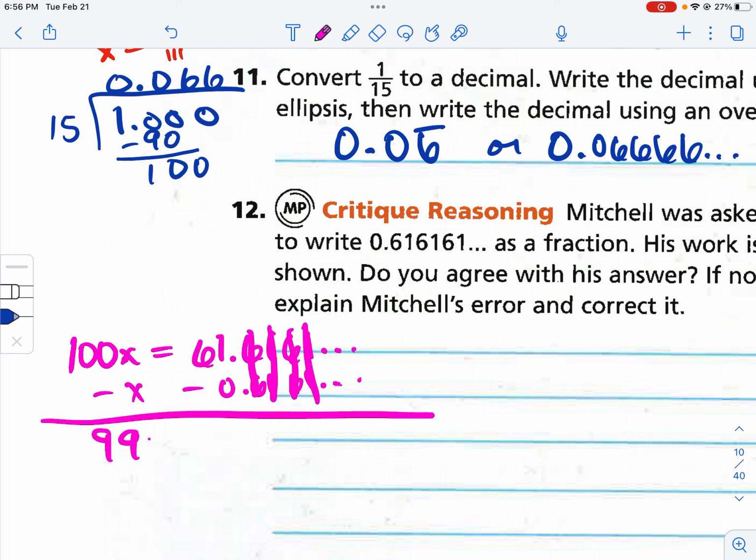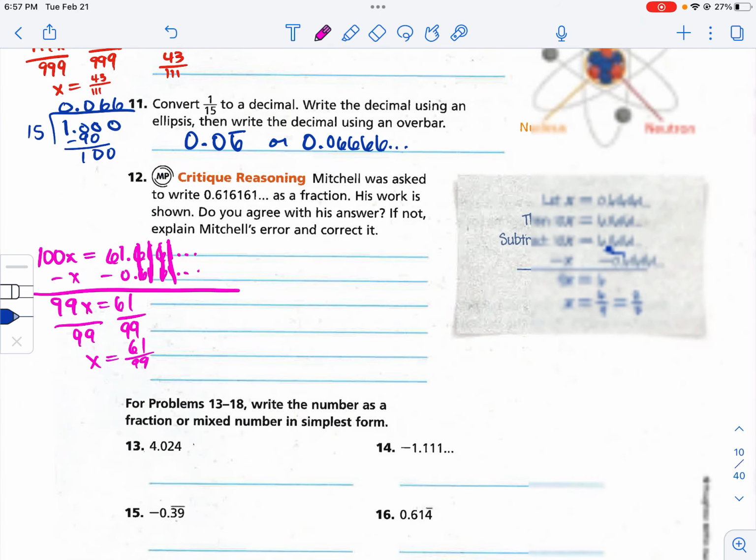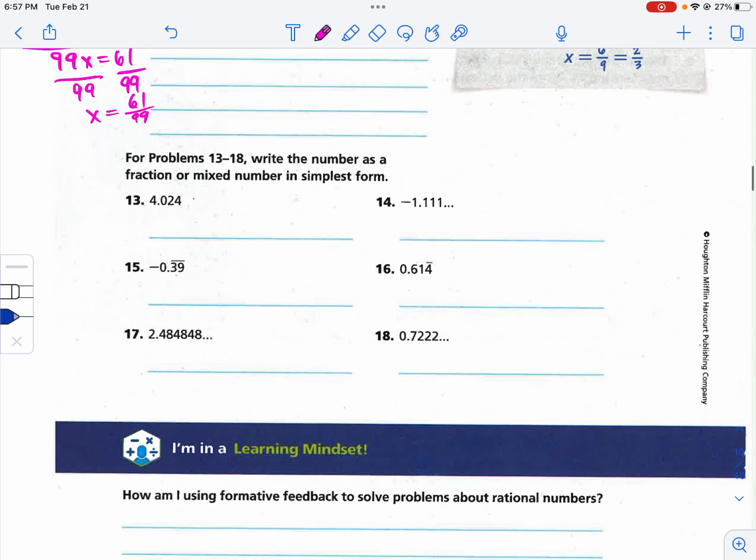So this would get me 99x equals 61. So then I would divide by 99 and I would get x equals 61 over 99. Okay, so he didn't line up the decimals right here. He didn't line them up.